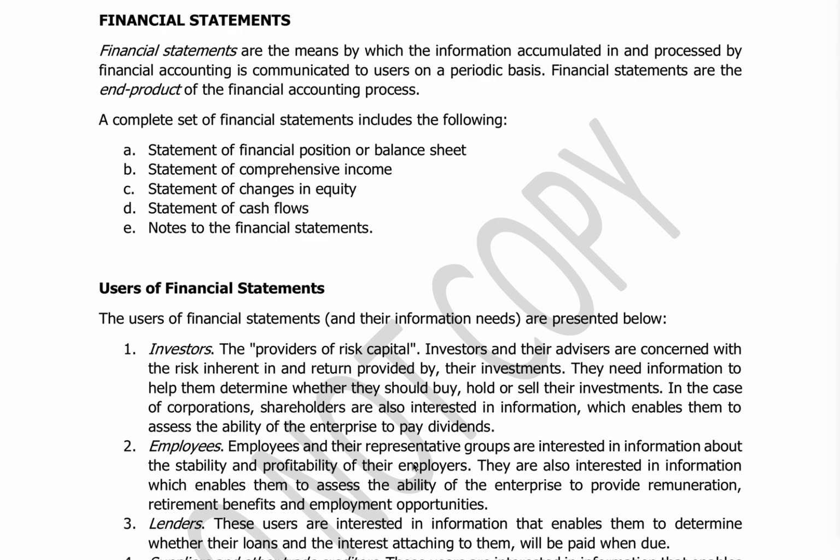Next, statement of comprehensive income. Ano ba ibig sabihin yan? Yan yung income statement mo. Statement of comprehensive income or income statement. Okay? Ano ba ibig sabihin nun? Doon pinapakita kung magkano yung net income mo, yung profit mo, or loss mo, kung loss ka man, at the end of the period.